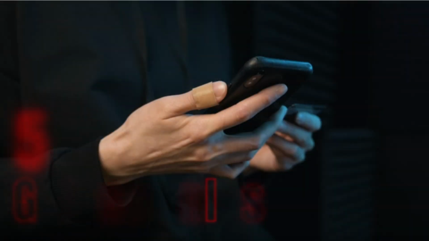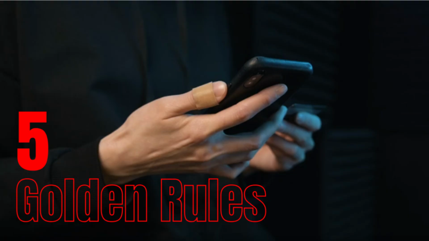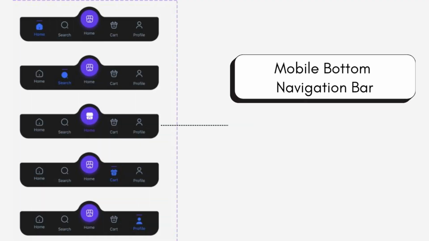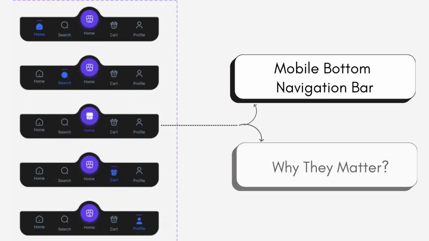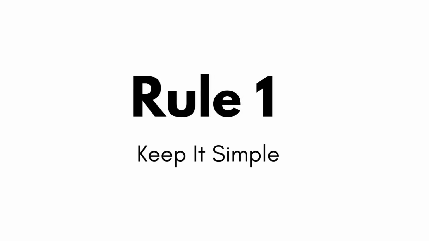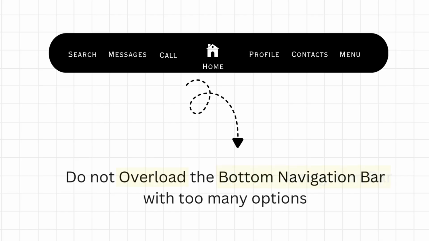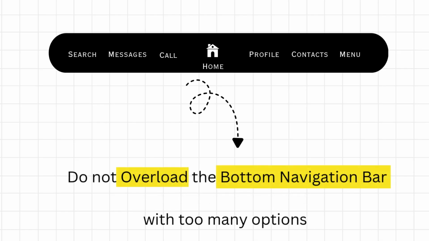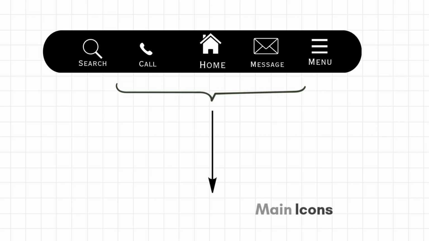So, here are 5 golden rules for designing bottom navigation in mobile apps and why they matter. So, let's go. First rule is to keep it simple. Don't overload your bottom bar with too many options. Ideally, you should keep it between 3 to 5 main items.